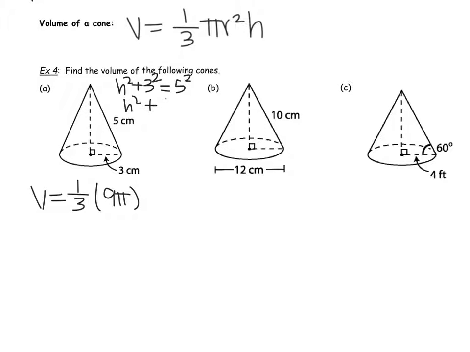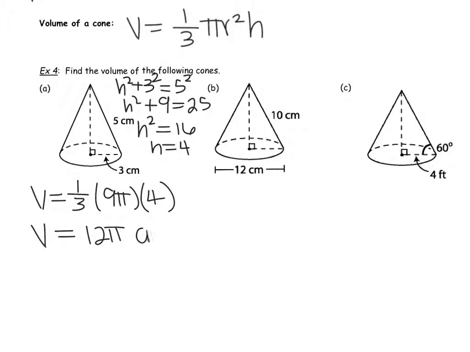So we get the height squared plus 9 equals 25. When we subtract 9, we get the height squared is 16, and we take the square root, we get that our height is 4. So we have 1/3 times 9 pi times 4, which gives us a volume of 12 pi, and then our units centimeters cubed, which as a decimal is 37.70.